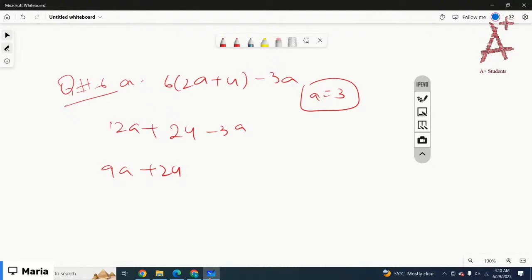Now you have to solve for a equals 3. So just replace the a with 3. So it will be 9 times 3 plus 24. 9 times 3 is 27 and 24. So it would be 51.